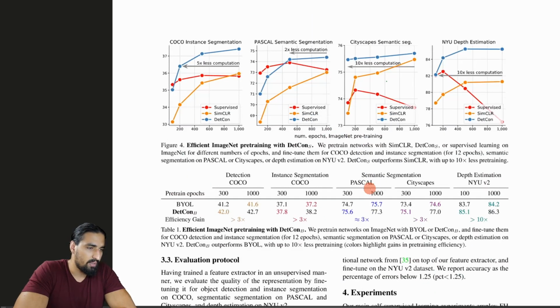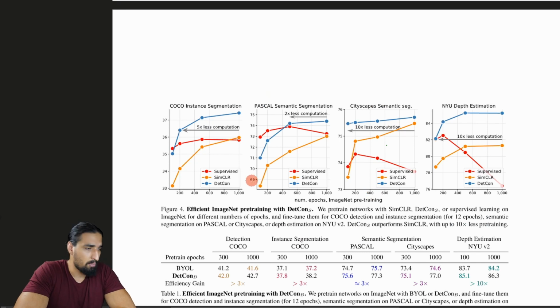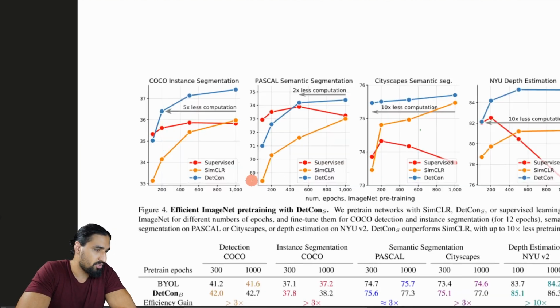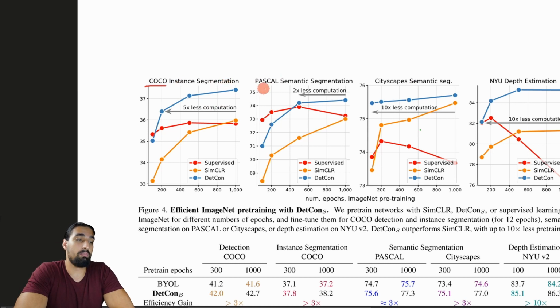Okay, let's finally see the results of this DetCon method. As you can see here, having pre-trained it on ImageNet and then fine-tuned it on different tasks like COCO instance segmentation, Pascal semantic segmentation, Cityscapes semantic segmentation, and NYU depth estimation, you can see in all of these 4 tasks, which are fairly different, the DetCon method performs way better compared to the supervised and SimCLR baselines.